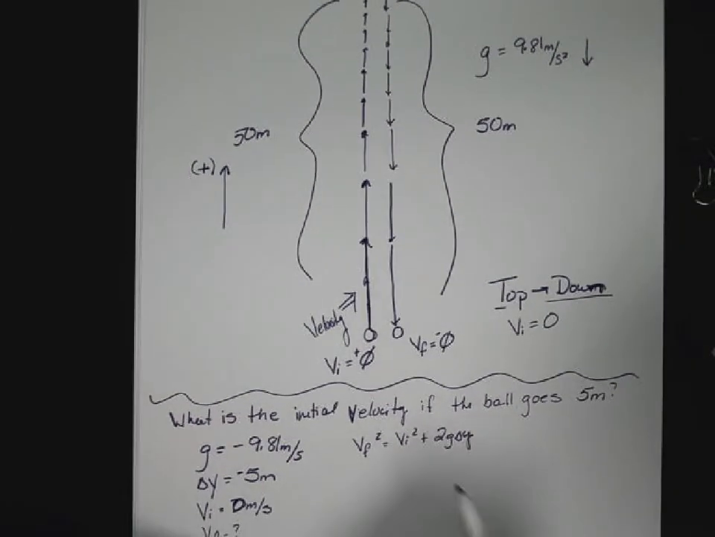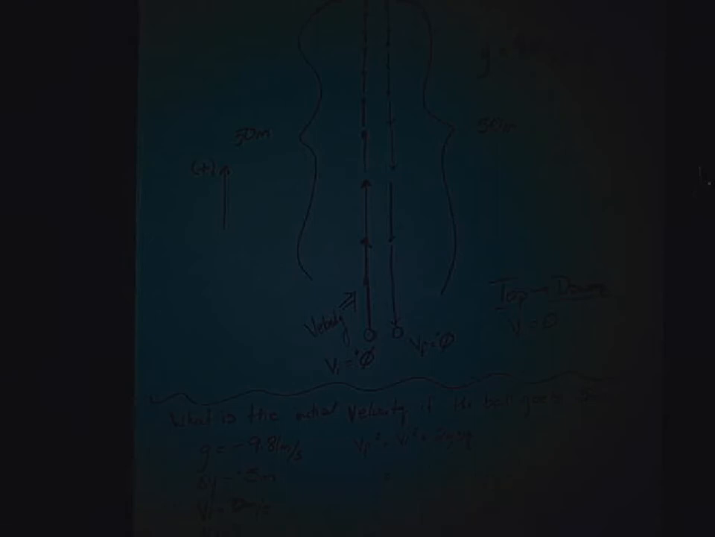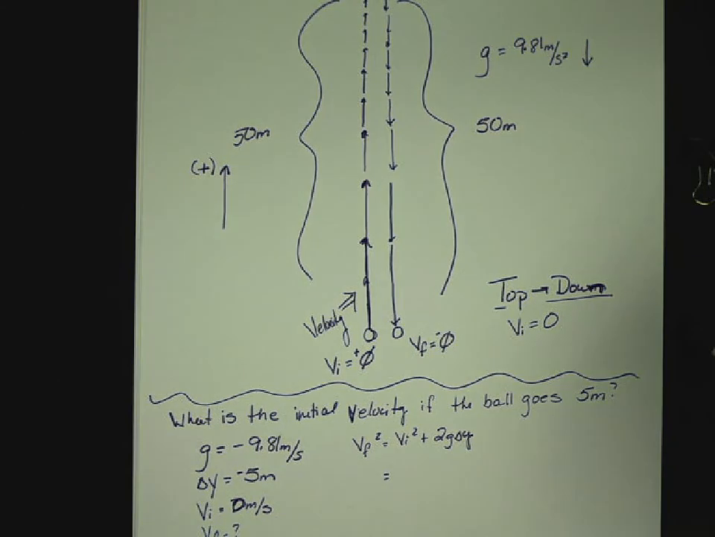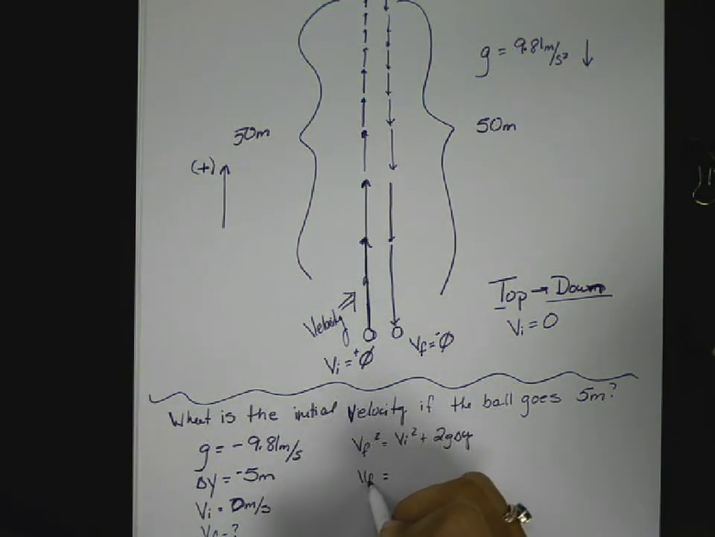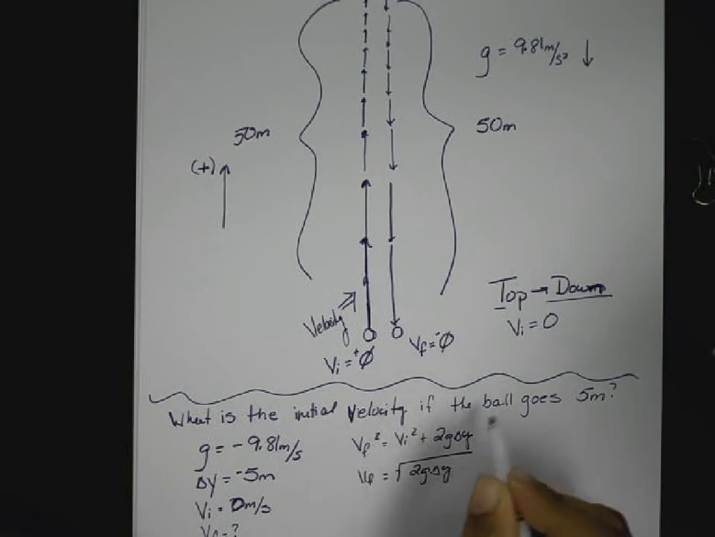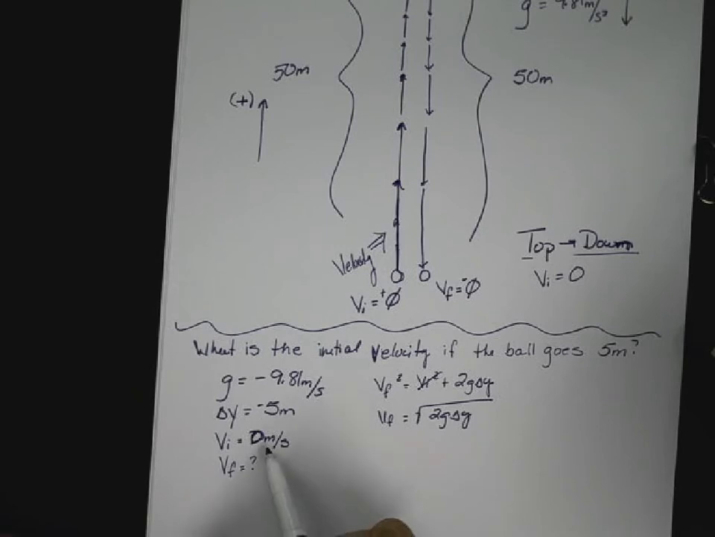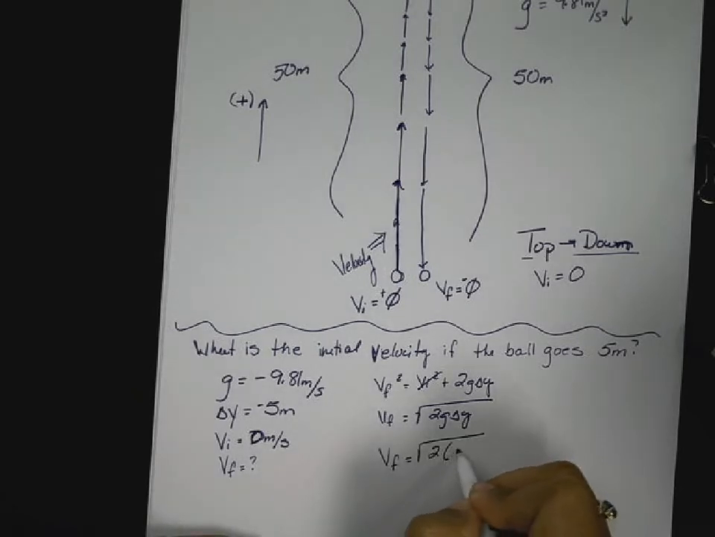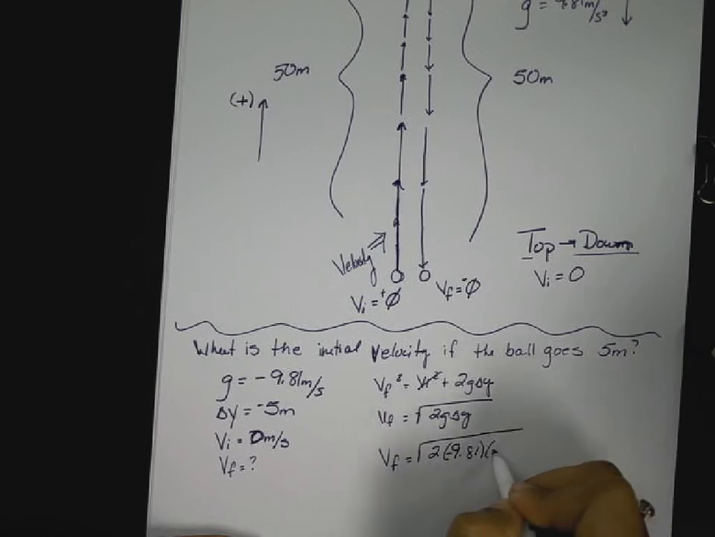So I will plug in, oh, there goes the light. Let me hop up again. So I know that Vf is equal to the square root of 2g delta y. This is 0. There it is right there. So Vf is equal to the square root of 2 times negative 9.81 times negative 5.